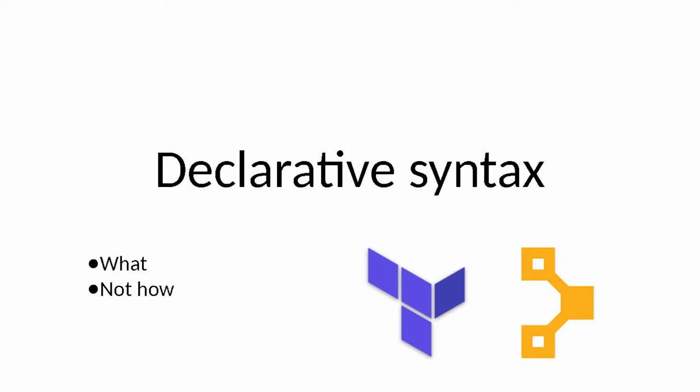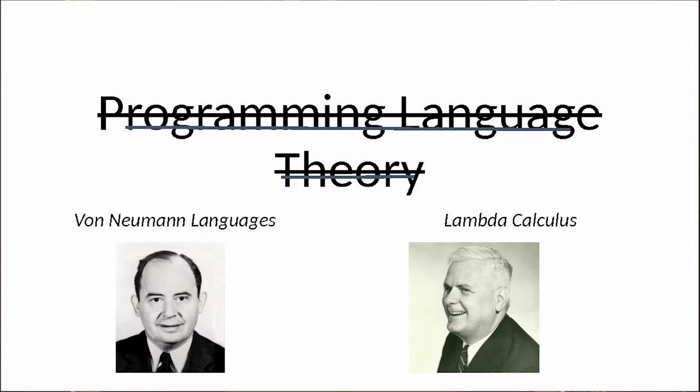Declarative syntax. The programmer defines what should be done without explicitly defining the steps of how to do it. An example that you all are probably familiar with is SQL. Terraform and Puppet are also widely known for their declarative syntax.